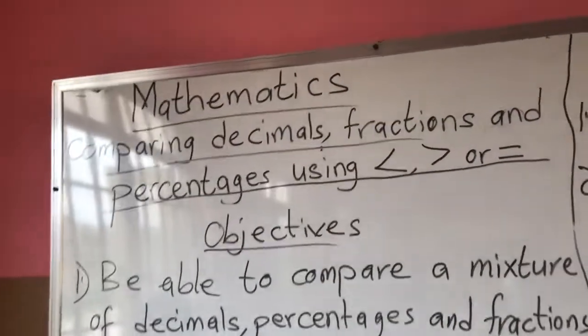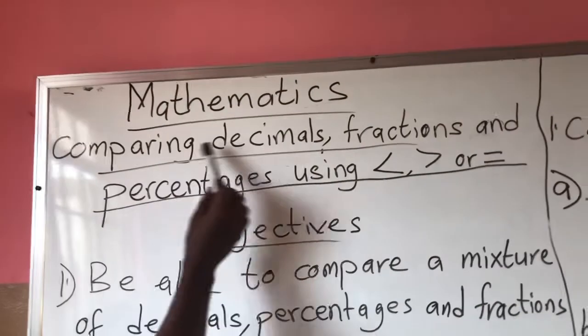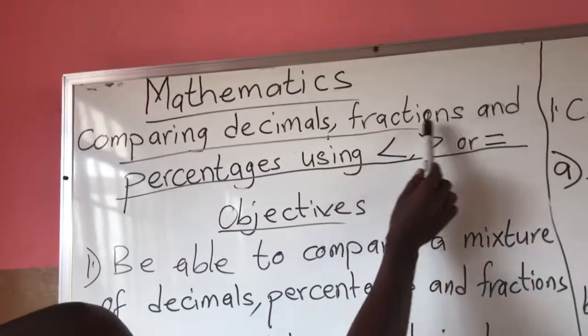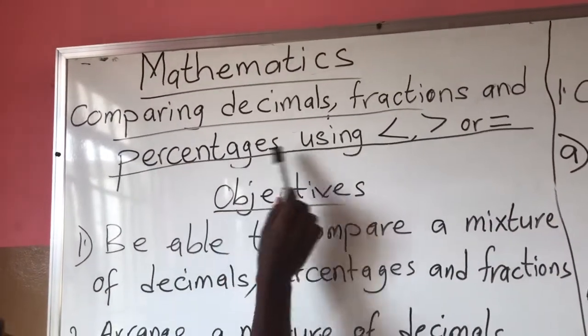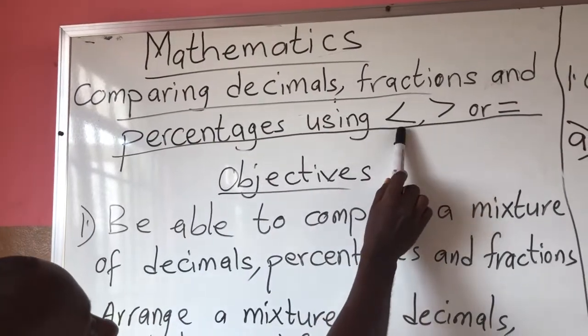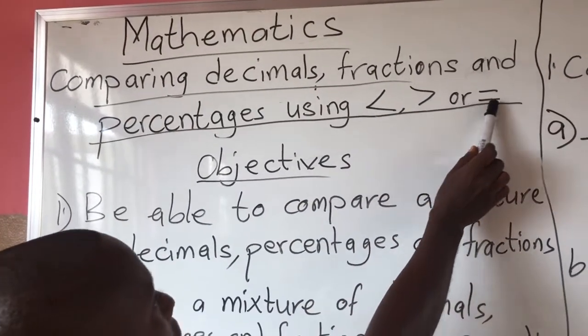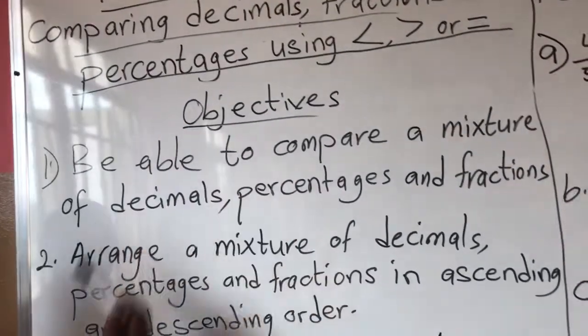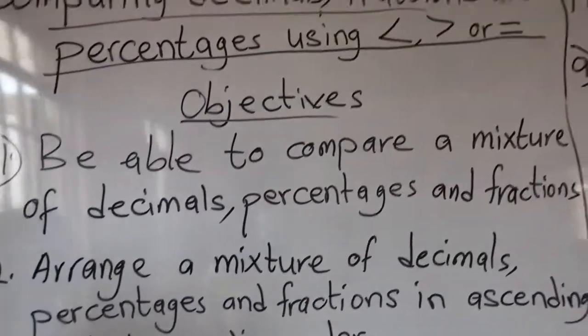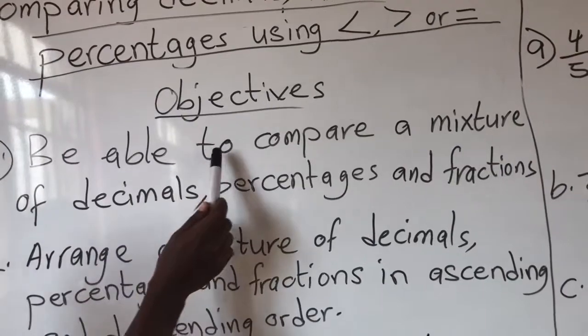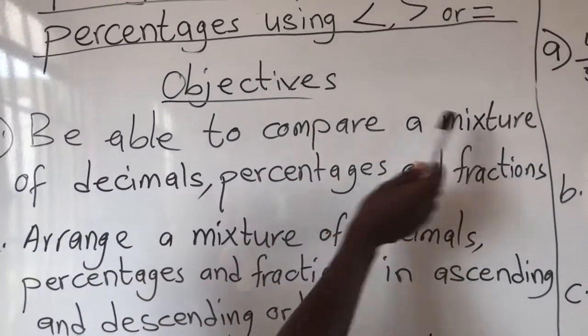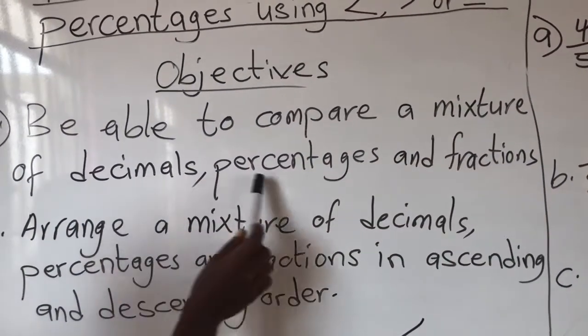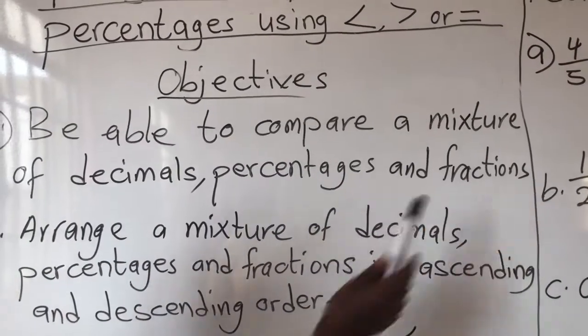And the topic for today's lesson is comparing decimals, fractions, and percentages using less than, greater than, or equal to. Let's look at the objectives. At the end of the lesson, we'll be able to compare a mixture of decimals, percentages, and fractions.